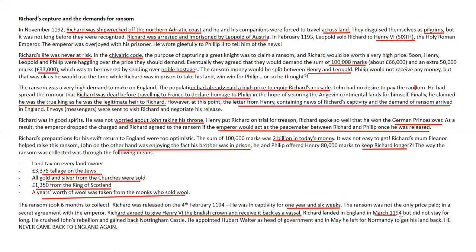Richard landed in England in March 1194, but he didn't stay for long. He crushed John's rebellion in England, and John begged for mercy. He gained back Nottingham Castle, which was a very important northern castle. He appointed Hubert Walter as head of the government, and in May 1194, Richard had left again. The reason for this was to get Normandy back, a place that he lost to Philip while he was in prison. This was the last time Richard was ever seen in England. He never came back to England again following March 1194.